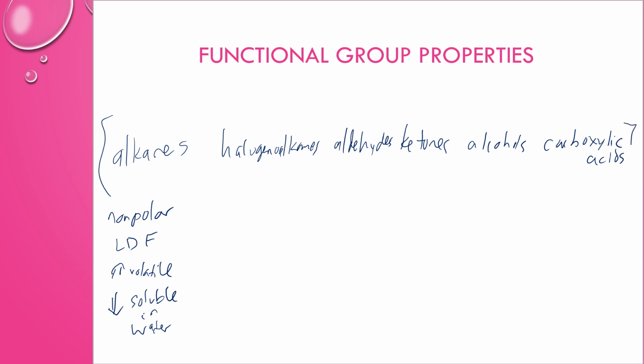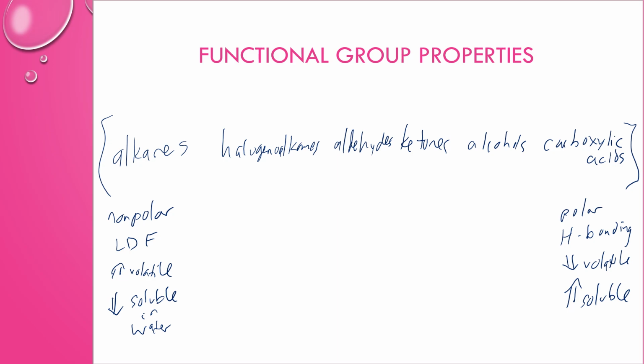On our other end of the chain, the carboxylic acids, you're going to be more polar. You'll see some hydrogen bonding in the carboxylic acids. You'll have the least volatility and the most solubility in water.